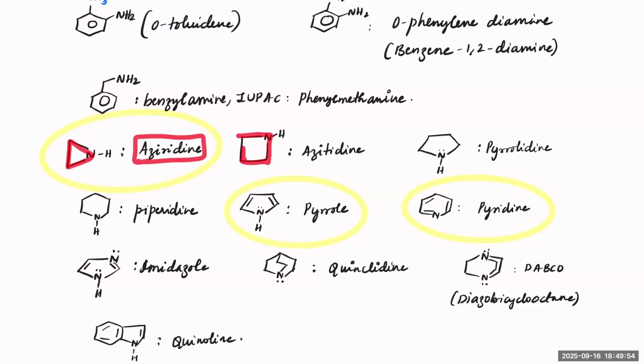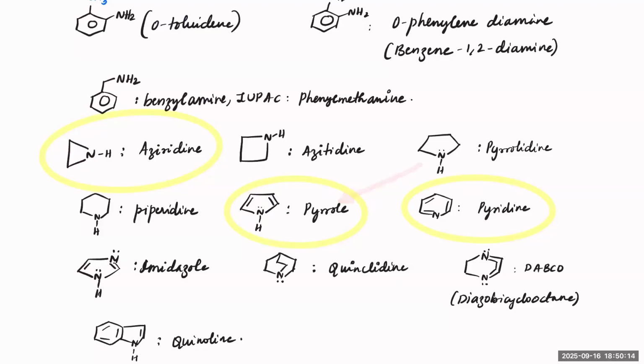A three-membered ring is called aziridine. A four-membered ring is azetidine. A five-membered ring is known as pyrrolidine. A six-membered ring is called piperidine. And if you ask me which of these should be remembered most, I would suggest these three.